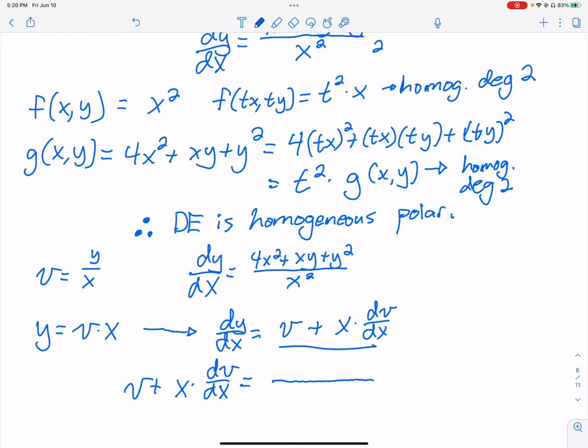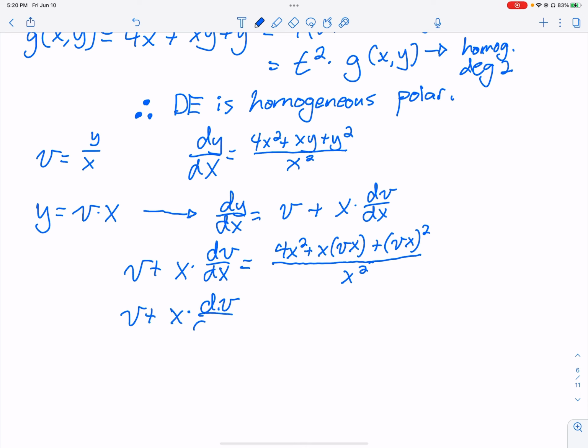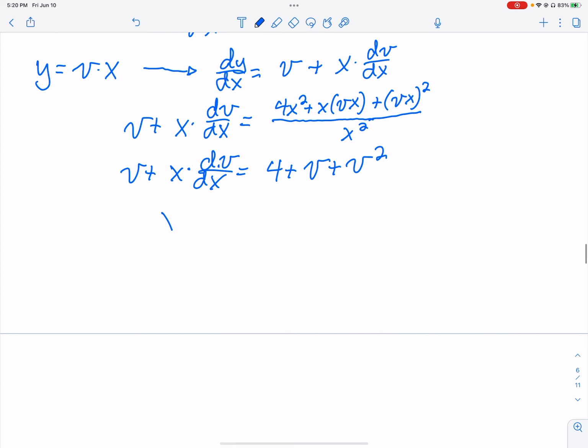All right, so I now have, I'm going to erase that fraction bar. We have 4x squared, and everywhere there's a y, I'm going to replace it with vx. Okay, I want you to notice everything has an x in it. So I get v plus x times dv dx equals, everything has an x squared, so I'm going to divide everything. 4 plus v squared. Now I want you to notice something here. There's a v on both sides. So I get x dv dx equals 4 plus v squared.